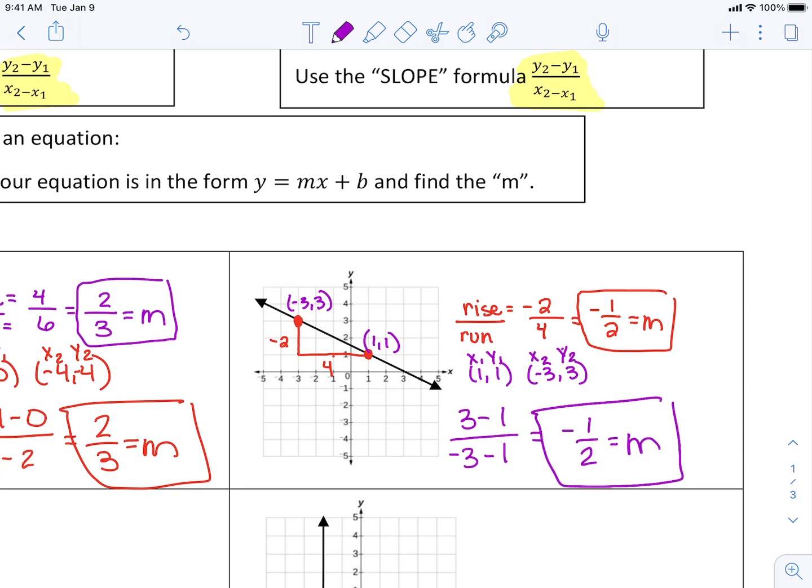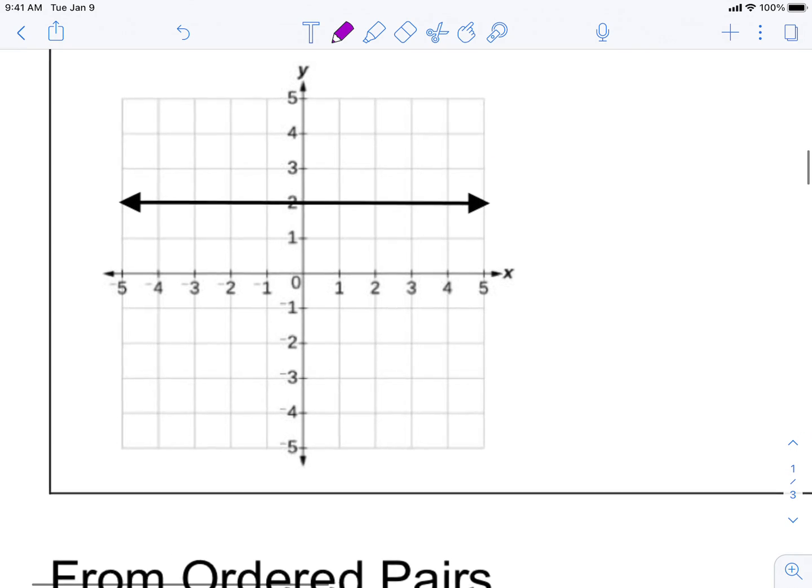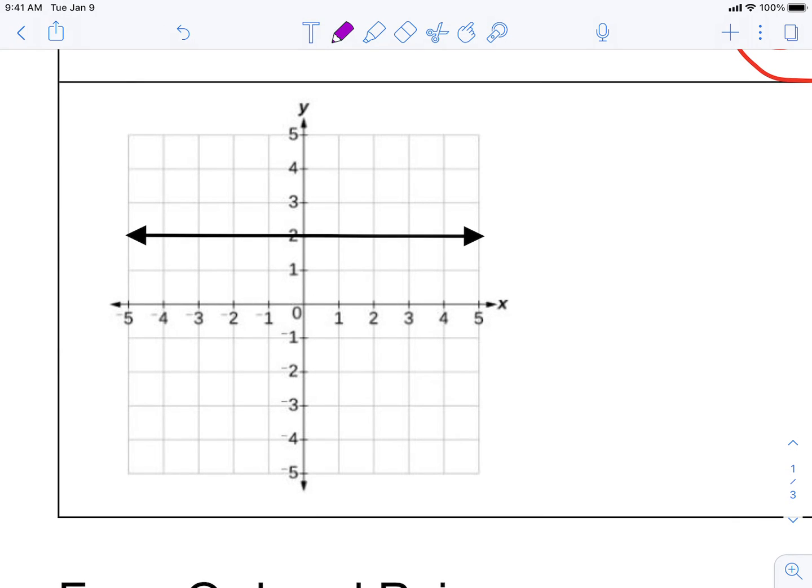So it does not matter which way you solve it. Now, if you notice, left to right, this is decreasing and a negative slope. So decreasing and negative slope go together versus increasing and positive slope like we had with our first example. Okay, so looking at this, notice we have a horizontal line.